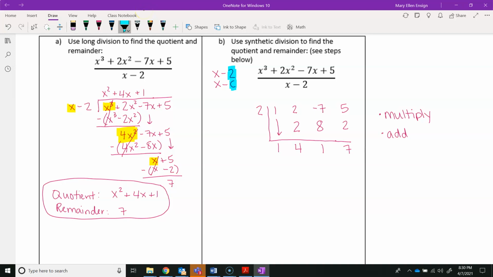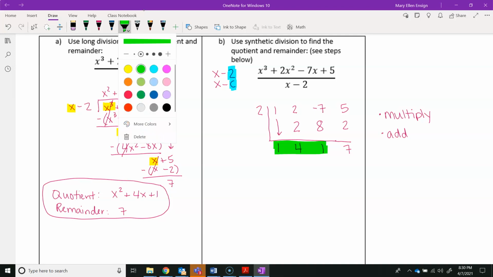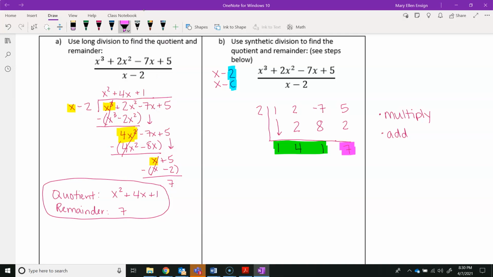What I end up with is this bottom row, which is going to tell me my answer. Let me actually start with this other side here. The last number is my remainder, and everything in front of that is my quotient. So these are the coefficients of the quotient, right? This is my remainder. It's just a plain number. When I count over, this is x to the 0, or just a constant.